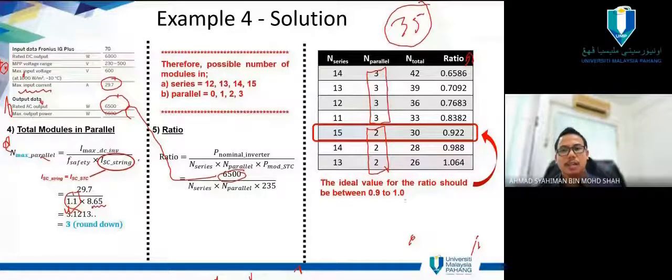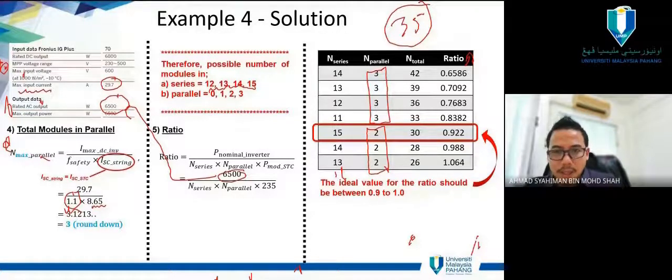Lepas tu sekarang kita punya di kalangan 12 sampai 15. Yang ni saya letak, boleh je letak 12 sebab rasa macam buang masa. Tapi ini saya just tunjuk. Kalau dalam exam, assignment ataupun final exam tu tak payah buat semua pun. Dapat 1-2 line cukup dah bagi saya, tak payah banyak. Yang penting sampai target dia.